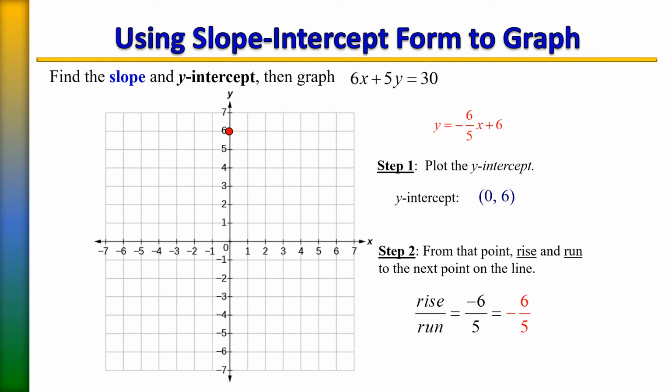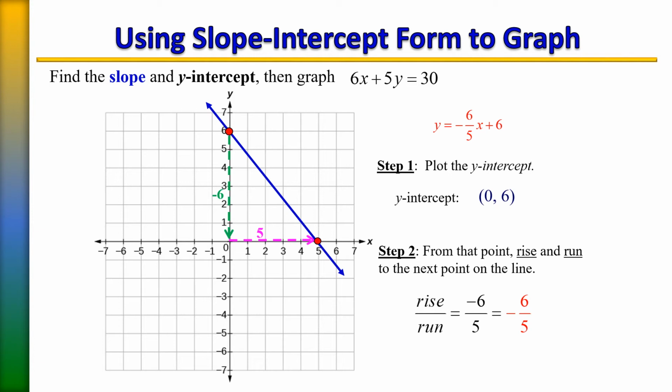So now we're going to go ahead from the y-intercept, which is at 0, 6. We're going to fall down 6, because since the rise is negative, that means you're going to fall down. So from that point, we're going to fall down 6. And then we're going to run 5, because the bottom is a run. Since it's a positive number, we have to run to the positive side. So we're going to run 5 to the positive side. And that takes us to our next point on the line. And you simply draw a line through the 2 points.